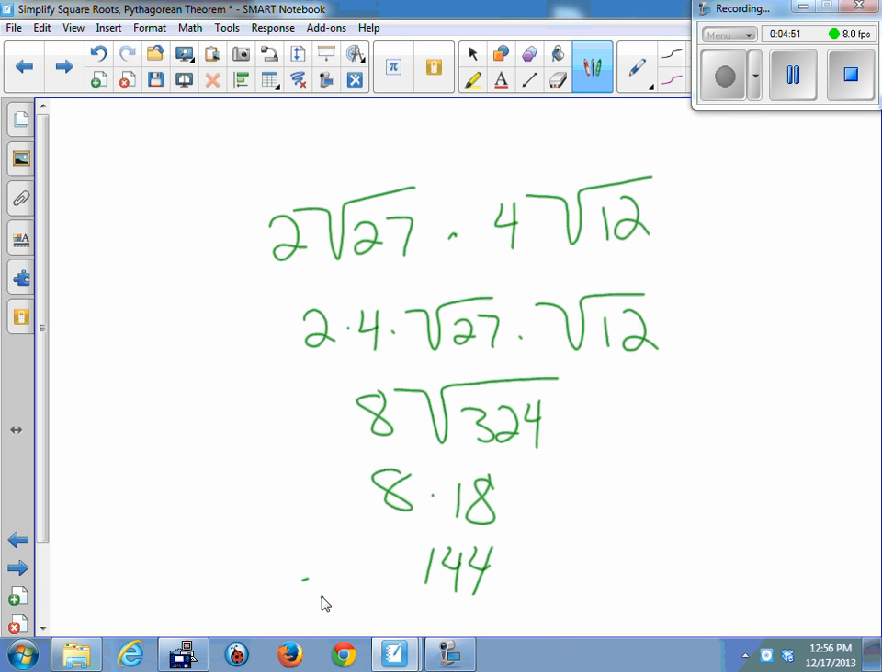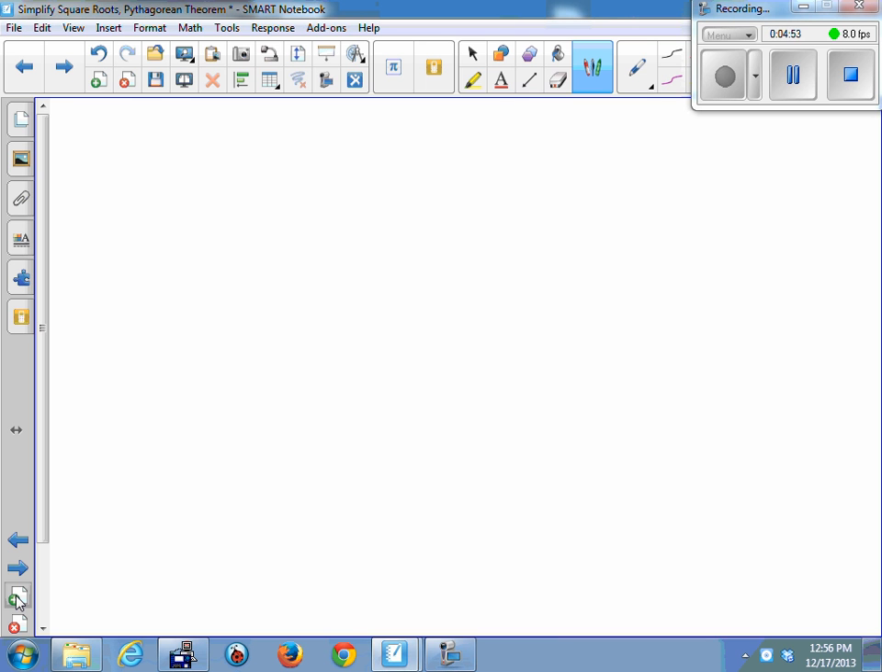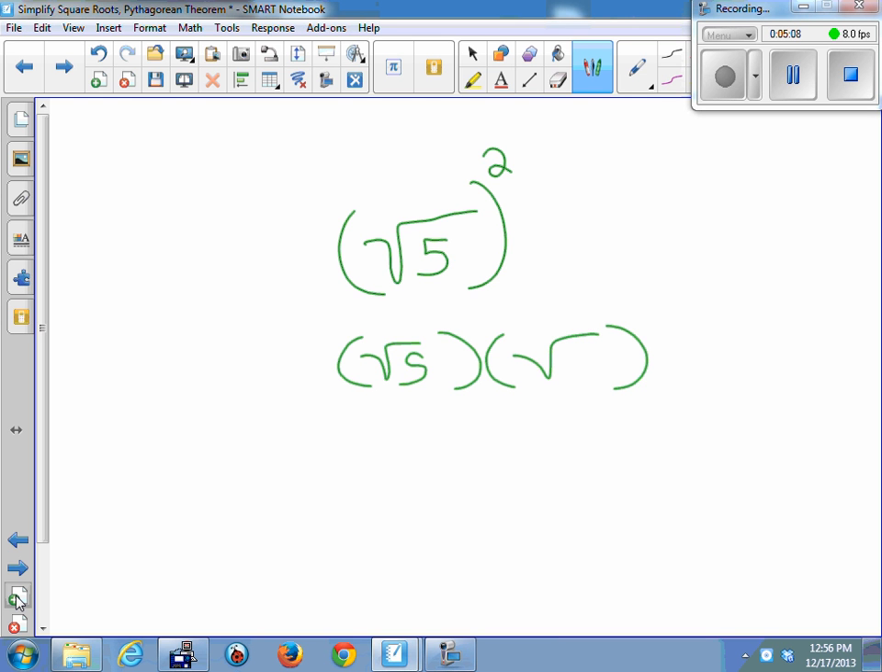The other ones that we're going to get into are where we have the square root of 5 squared. This is basically the square root of 5 times the square root of 5. This is the square root of 25, which simplifies to just 5. Now I'll get a little more complicated than that.